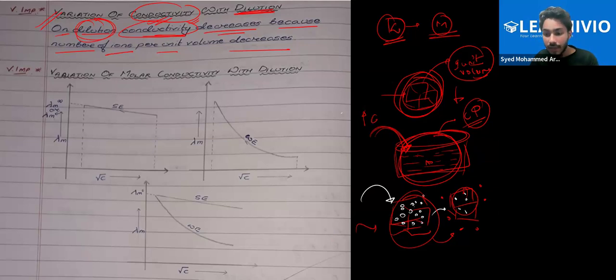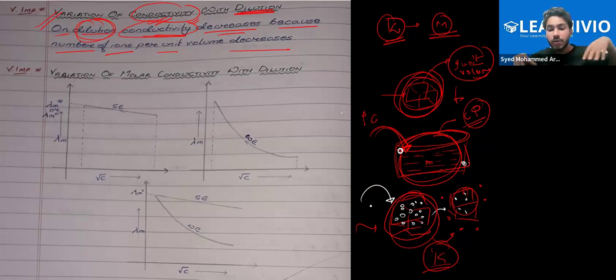The next point is that if I am just asking you about conductivity. So conductivity is for K, and K is what? K is defined for unit volume. Like if you see that this is the complete solution, and I take the unit volume from this part or from this part, the unit volume will be the same in this part and this part. So on increasing the dilution, the number of particles present in that volume will be decreased.